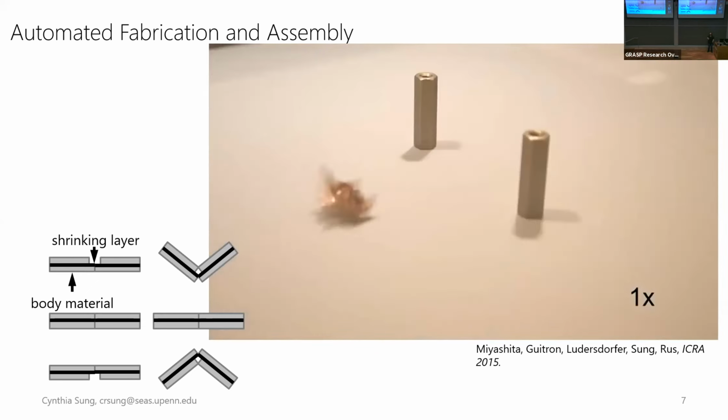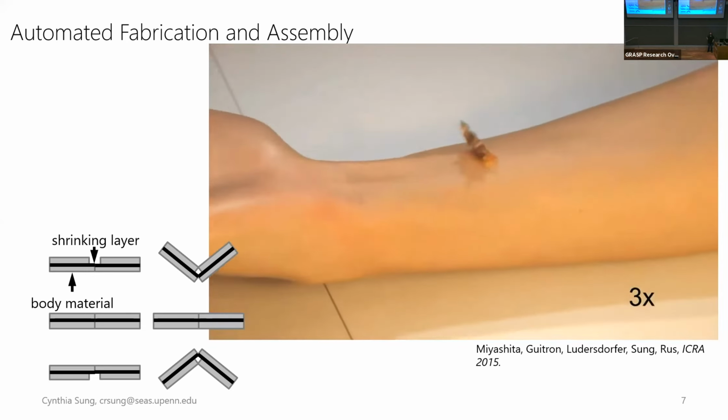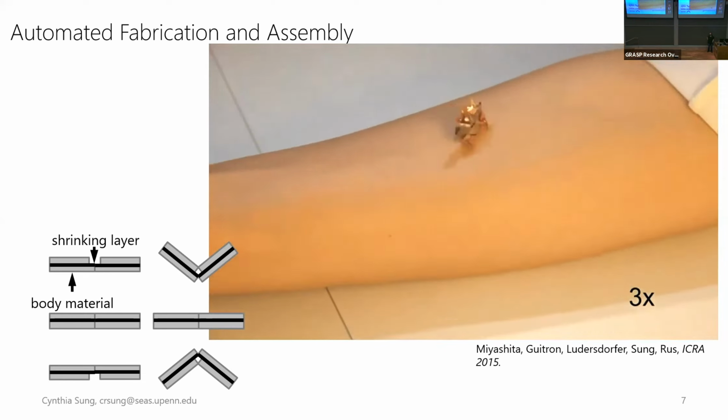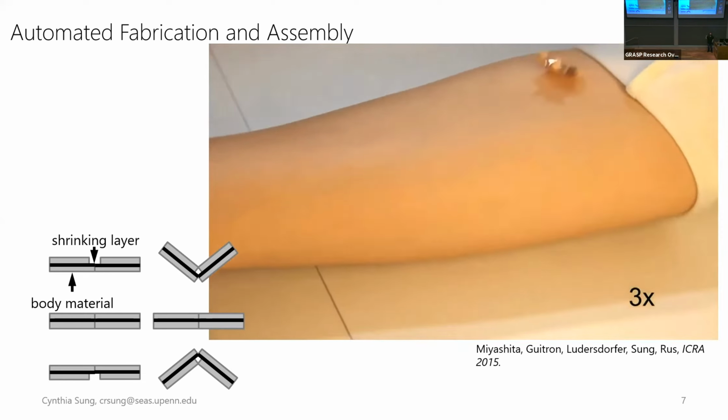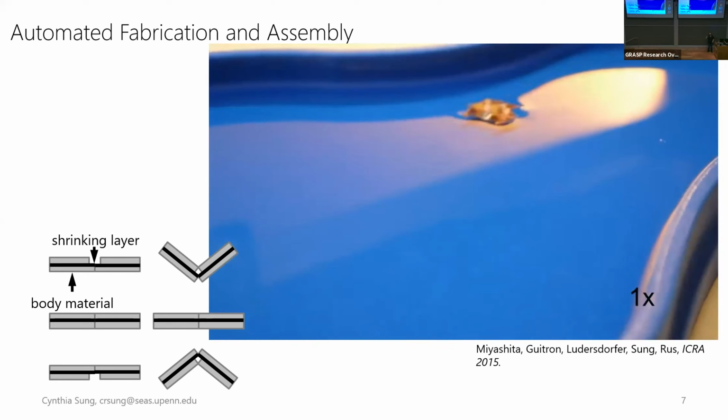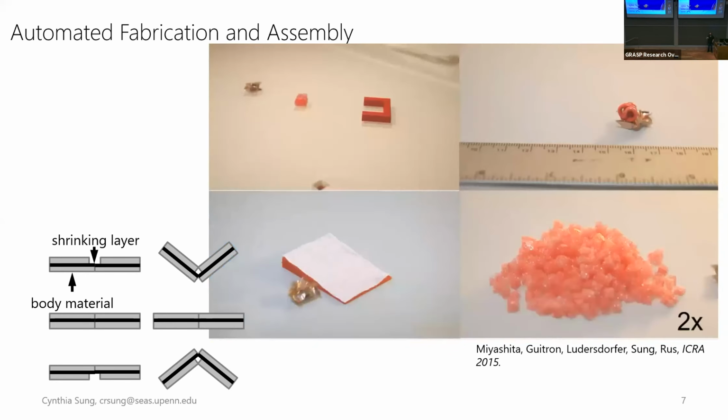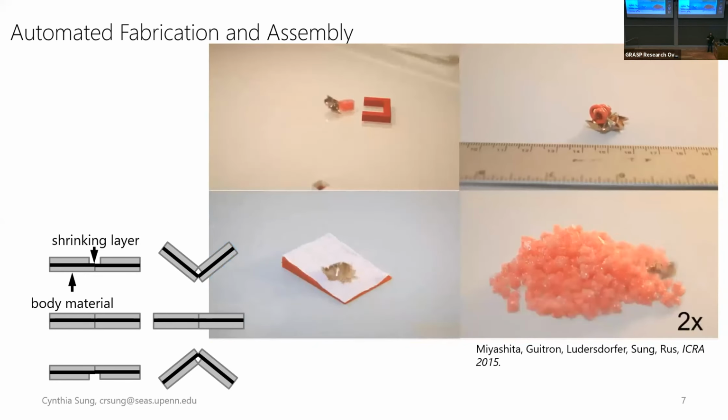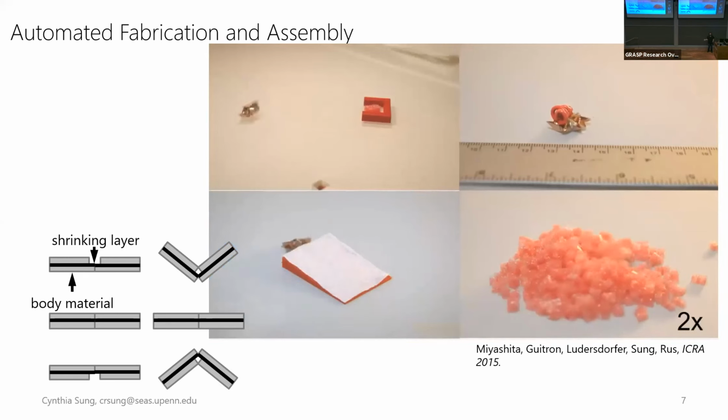When you expose it to heat, it'll fold itself. And then since there's a magnet on this one, it can crawl away. More recently, we've been investigating models for how we can predict how this structure is going to self-fold. Because as the pattern becomes more and more complicated, the consistency of the self-folding process gets worse, right?